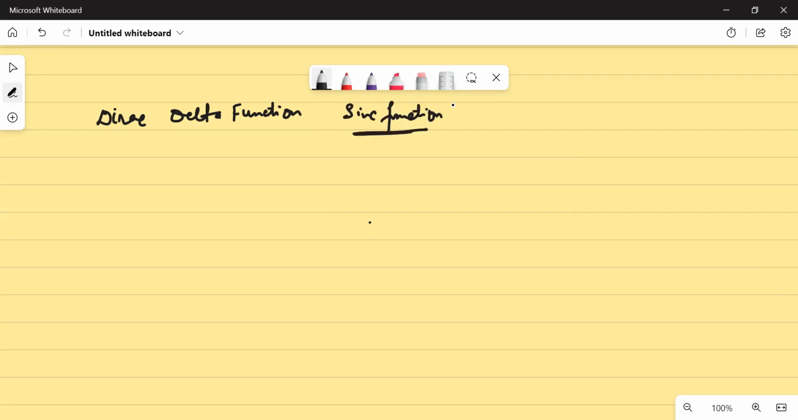Just to make you realize that we were not able to derive it, so it's better to just intuitively understand how it would behave. Okay, so this was the sinc function. If I clearly remember, this was the function: sine nx divided by pi x.